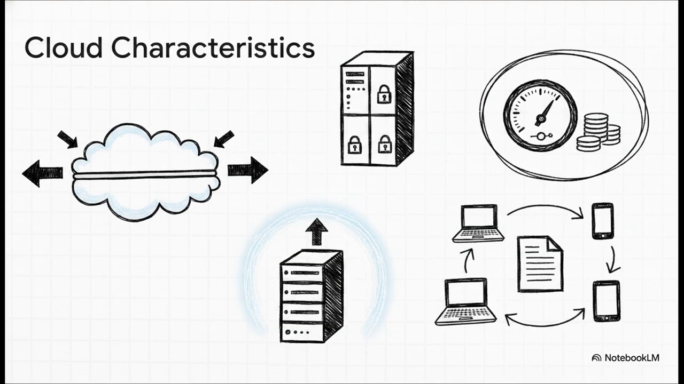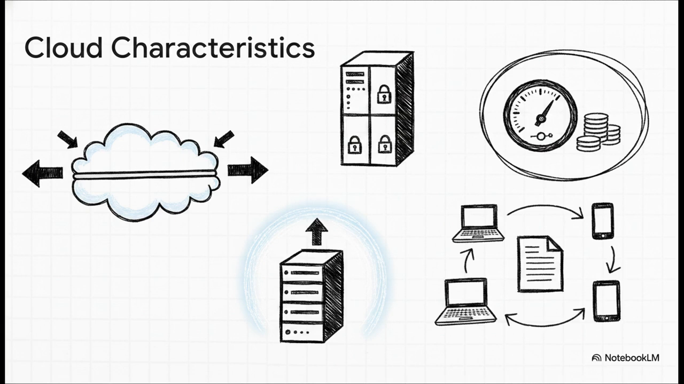Now, regardless of exactly how you deploy it, true cloud computing has these core characteristics. First, we have rapid elasticity. Think of this one like a giant rubber band. If your company's website gets a massive spike in traffic in the morning, the cloud automatically stretches and expands to give you more RAM and CPU. And at night, it contracts to save you money.